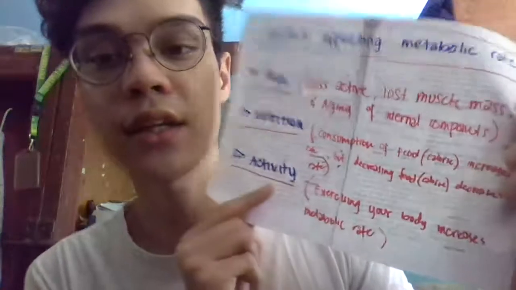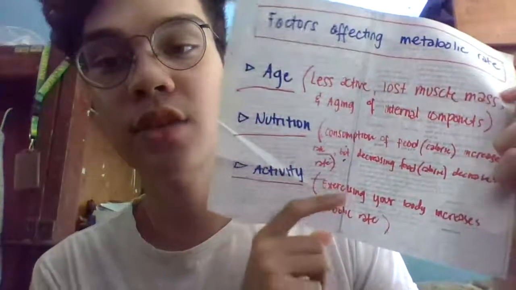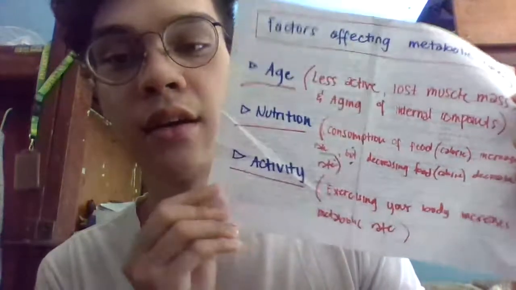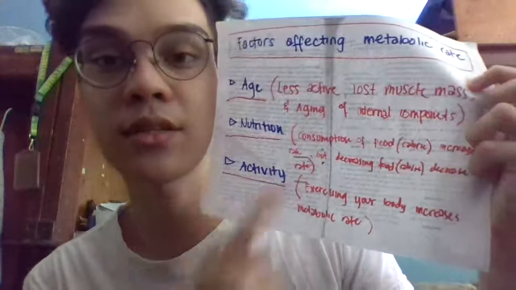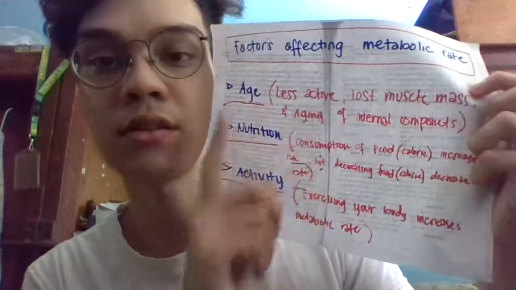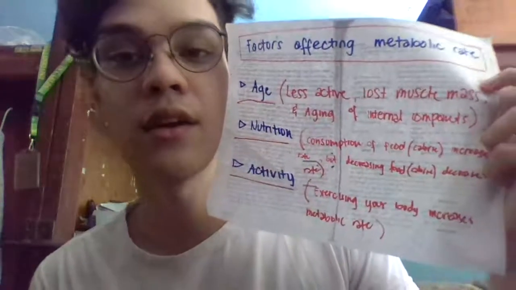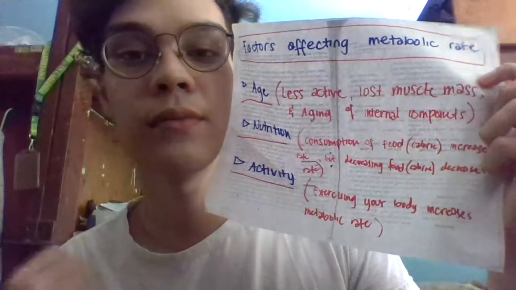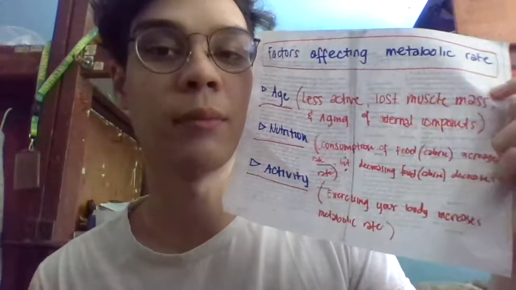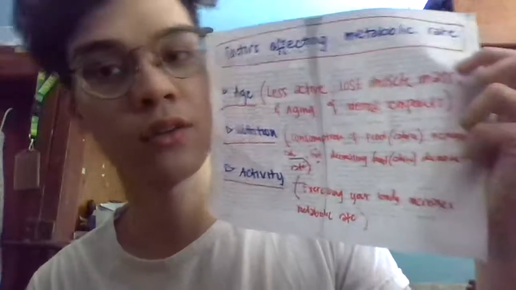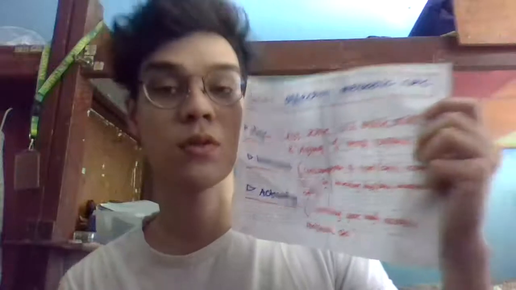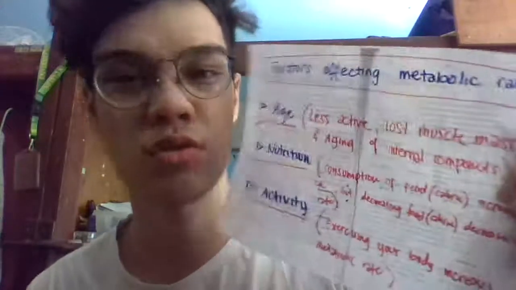And for activity, as I mentioned earlier, exercising affects your body's metabolic rate. It increases it, because as I connect here to age, of course muscle mass will get bigger, and our body will be very active. But if we become less active, we become like a potato, just lying around. Of course the body's metabolic rate will decrease because no energy is used.